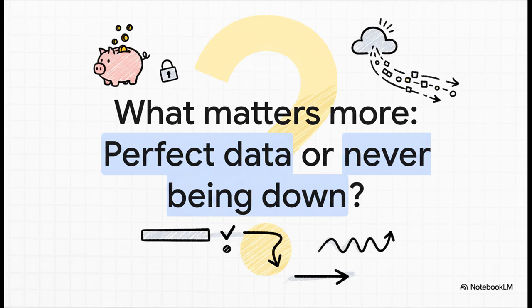So I'll leave you with this to think about. For your bank account, you absolutely want perfect consistency, right? But for your social media feed, maybe availability is what really matters more there. So the next time you open up an app on your phone, just ask yourself, which trade-off did the engineers who built this choose?